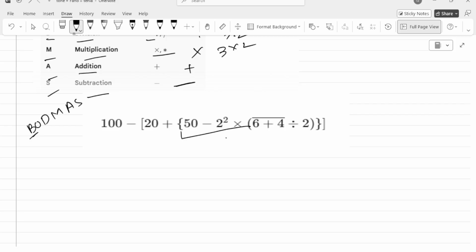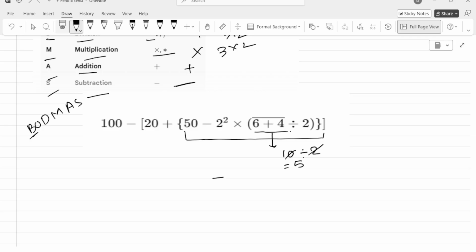You can clearly see there is the bracket part. First we solve this under the curly bracket, and there under one curly is the vinculum. First we solve this. Here 6 plus 4 is 10. If we divide by 2, then what do we get? 5. Okay, then open the bracket.